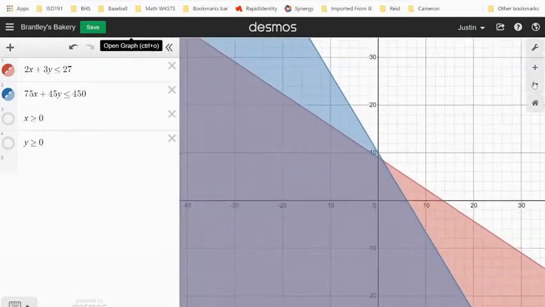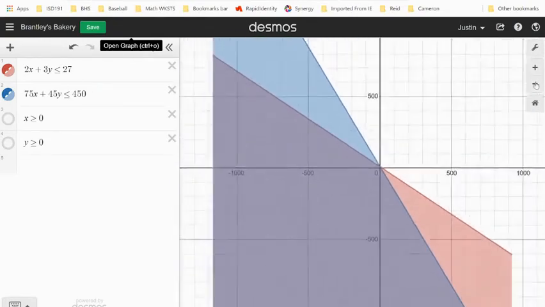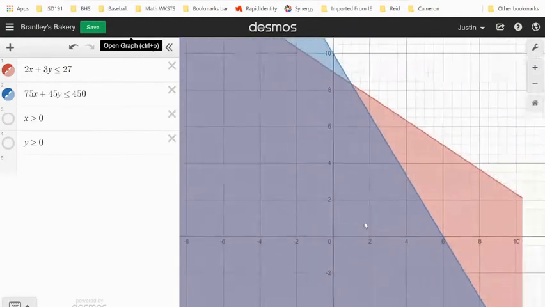But the solutions are all these different ordered pairs and points shaded in red and in blue. Keeping in mind, if I zoom out, that extends all the way out. It just keeps going and going the more I zoom out, right? Okay, so that's a really big area of solutions.